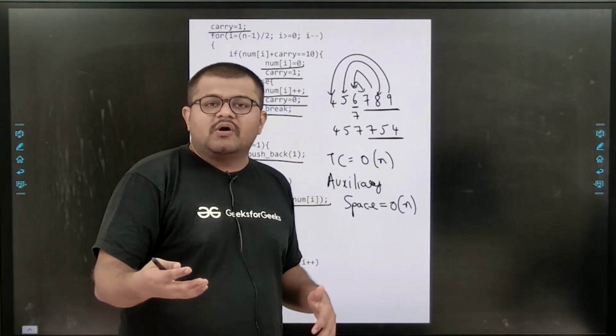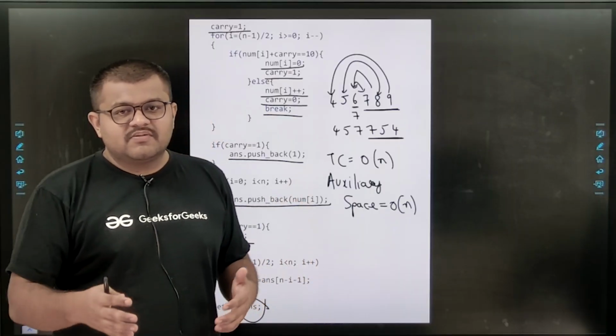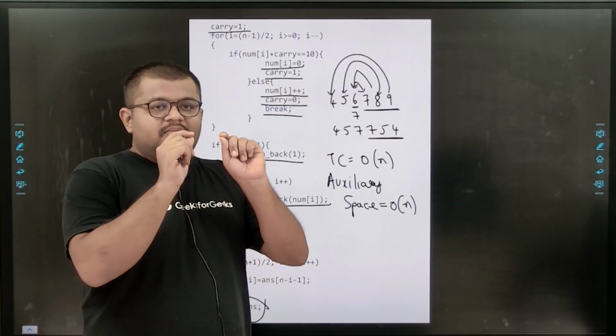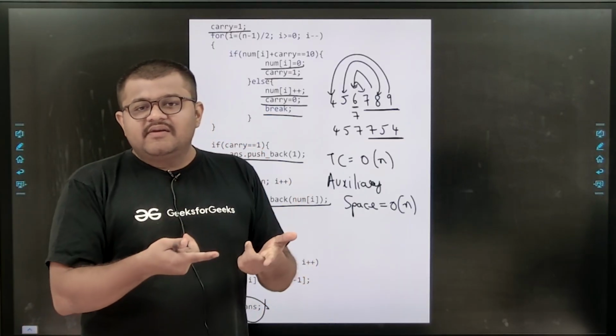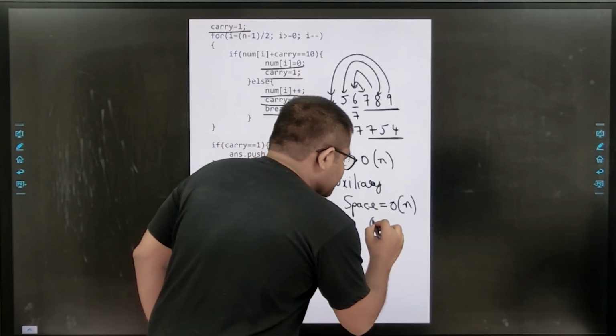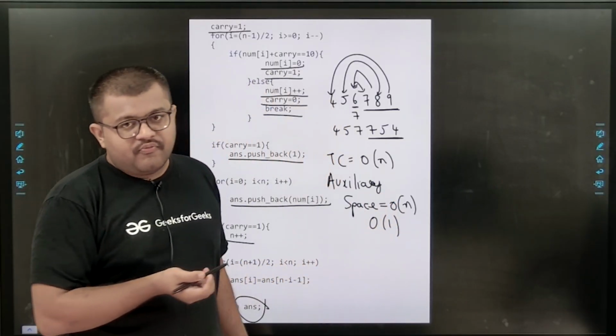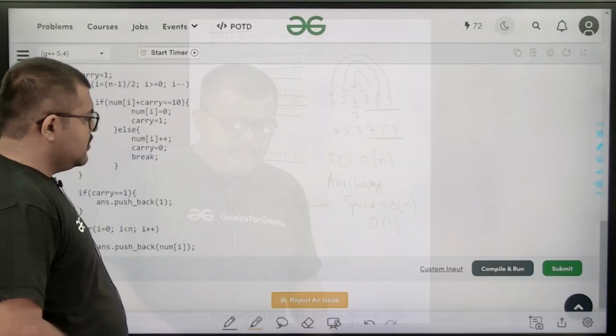In case you are solving it with other languages like C or something else, where you can make changes to the original array and return it as the answer, in that case the space complexity would be big O of 1. Now let's submit this code. So let us submit it.